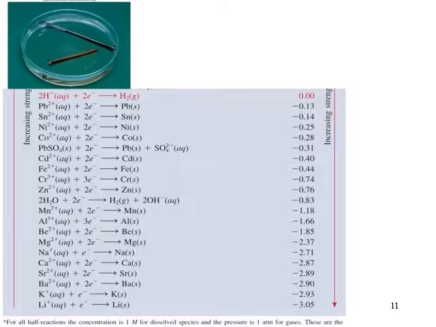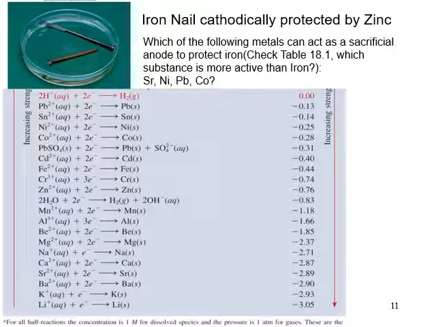So what I've done here, here's the same question. Now let's look at our table and let's find iron. Here's iron. And let's find all these other metals. We have lead, we have cobalt, we have nickel, and then we have strontium. So the question is, which of them can act as a sacrificial anode? So which one of these substances or metals would be more likely to be oxidized? And I'm going for strontium.